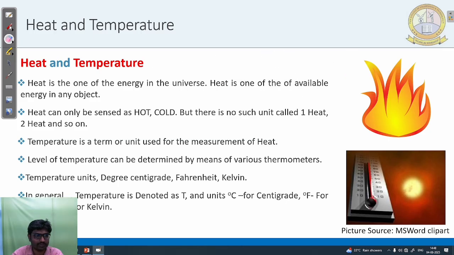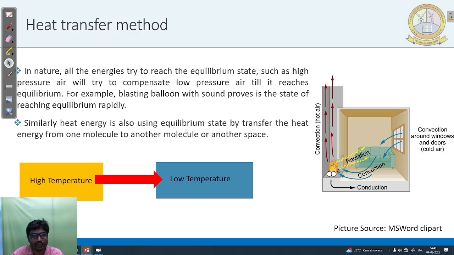Okay, so we move on to the next. We have heat transfer methods. As I mentioned earlier, heat always flows from higher temperature to lower temperature until it reaches the equilibrium condition. We have different modes by which heat is transferred. For example, high pressure air to low pressure air, and in all cases it continues until it reaches the equilibrium state.